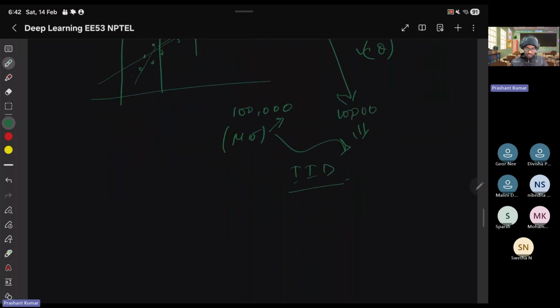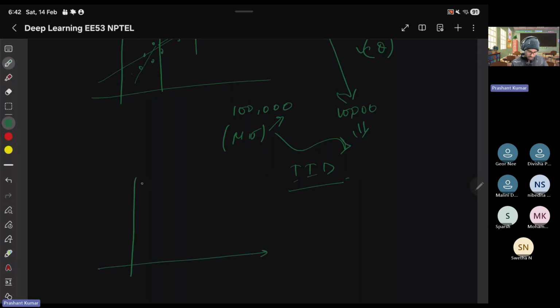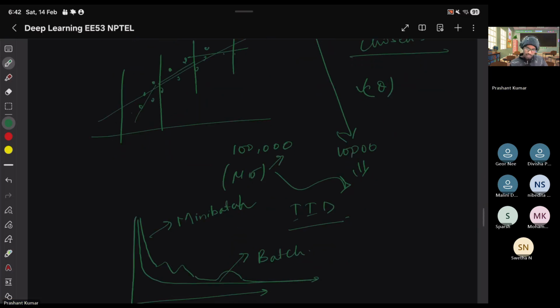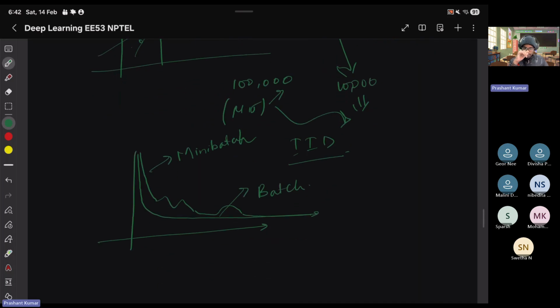And in that case, your loss will look something like this. This is for the mini batch, and this is for the full batch. Let's call it batch. So which is better? Since you are calculating the mean of 10,000 points, basically this is less costly. So the advantage is that it is less costly.